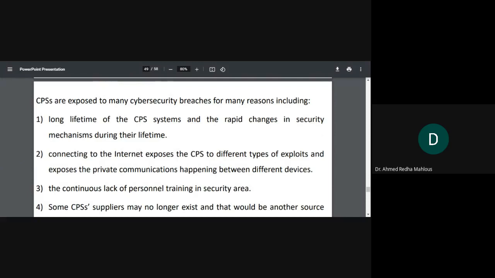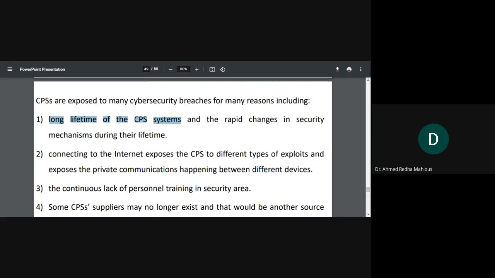Now, here we talk about why CPS are exposed to many cybersecurity breaches. There are many reasons. The first one is the long lifetime of CPS systems. When you have an infrastructure, for instance a power grid, the CPS systems that are part of it are not supposed to be down at any point during their lifetime. They should be running, for instance, 24 hours, 7 days a week, and so on.